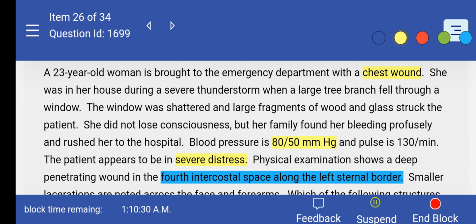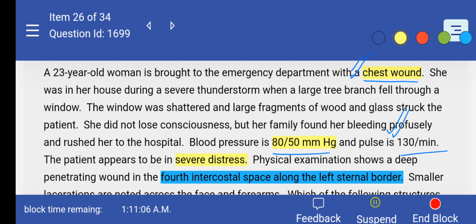Now question number 26. We have a 23-year-old woman who is brought to the emergency department with a chest wound. She was in her house during a severe thunderstorm when a large tree branch fell through a window. The window was shattered and large fragments of wood and glass struck the patient. She didn't lose consciousness, but her family found her bleeding profusely and rushed her to the hospital. BP is 80 by 50 mm of mercury, and pulse is 130.